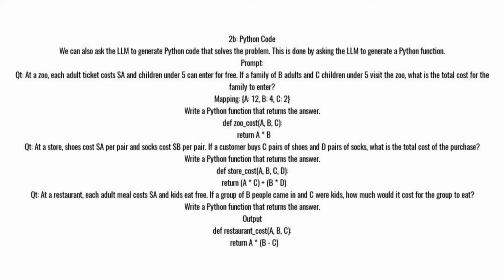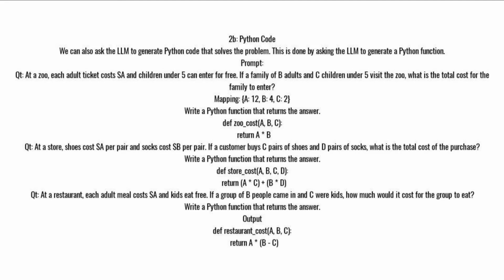2b. Python code. We can also ask the LLM to generate Python code that solves the problem. This is done by asking the LLM to generate a Python function. Prompt. QT. At a zoo, each adult ticket costs $A and children under 5 can enter for free. If a family of B adults and C children under 5 visit the zoo, what is the total cost for the family to enter? Mapping: A, 12, B, 4, C, 2. Write a Python function that returns the answer. def zoo_cost(A, B, C): return A * B.